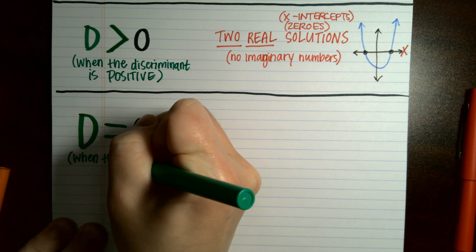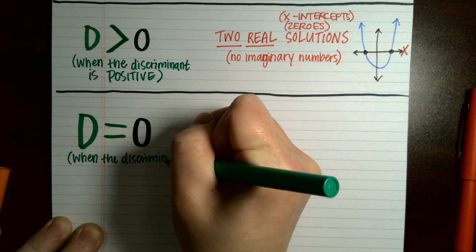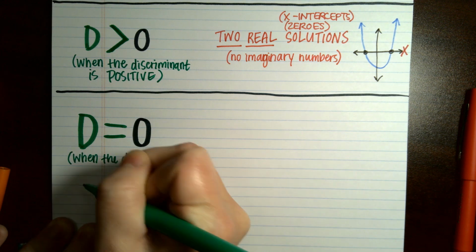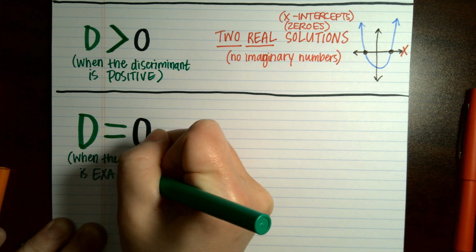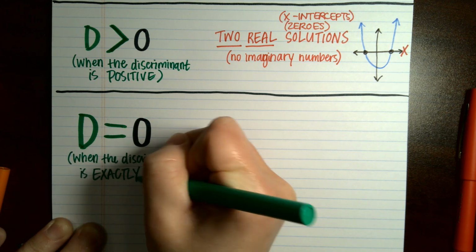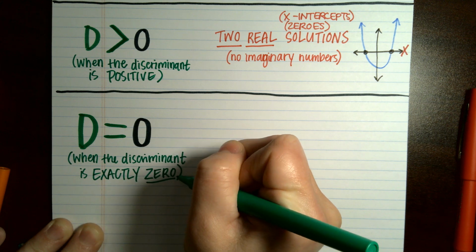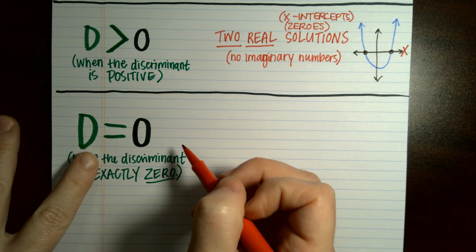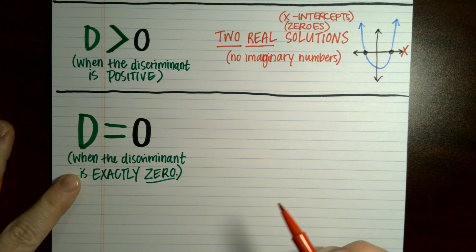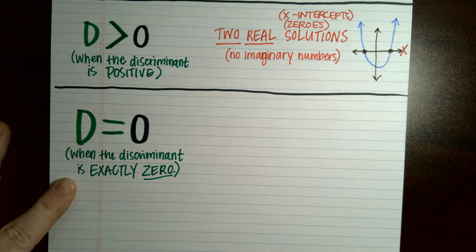When the discriminant is exactly 0. It's not like zero, is it? Oh, zero. No. We have one real solution. Still no imaginaries, just one real solution.